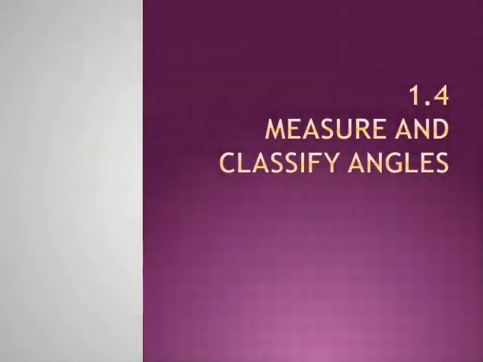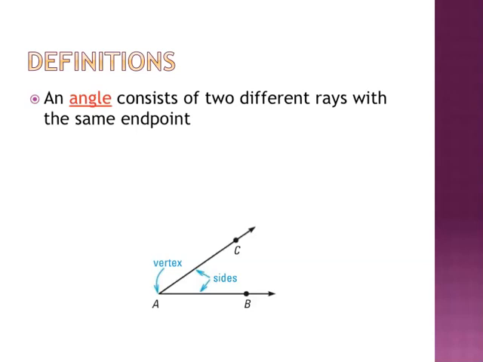Today we're going to talk about measuring angles and classifying different types of angles. So first, let's talk about what an angle is. An angle consists of two different rays with the same endpoint.